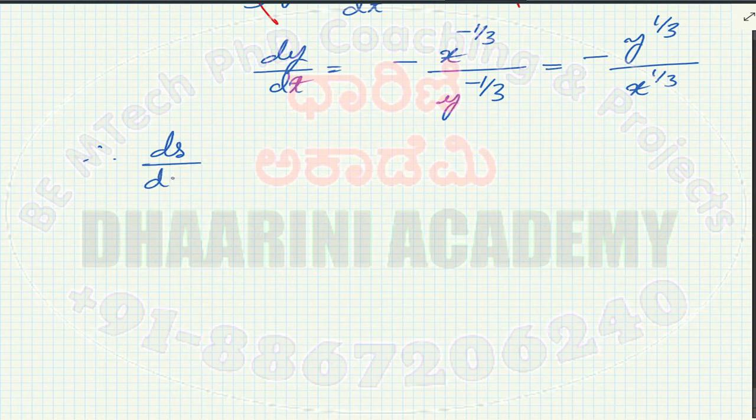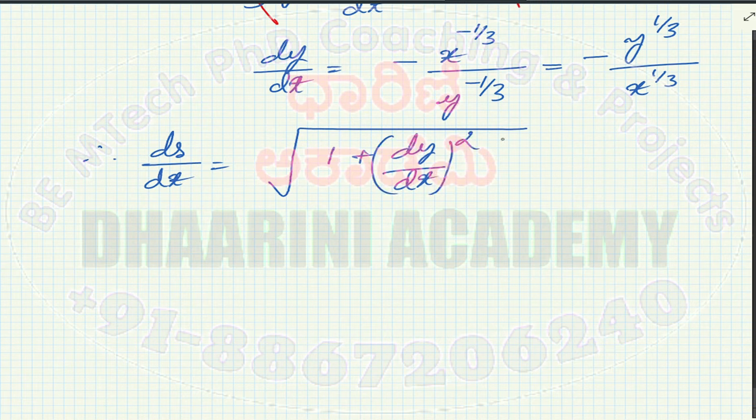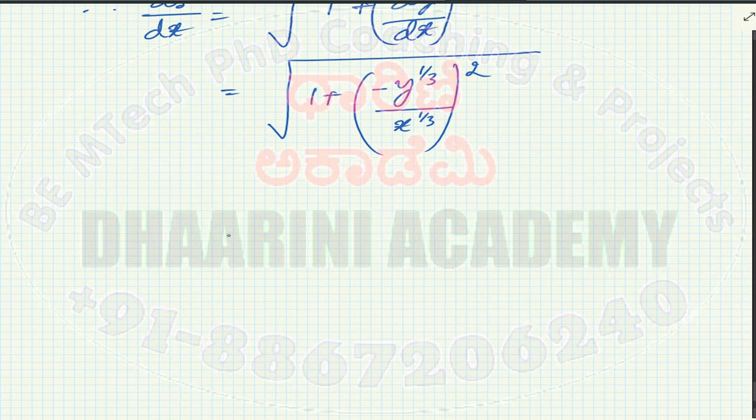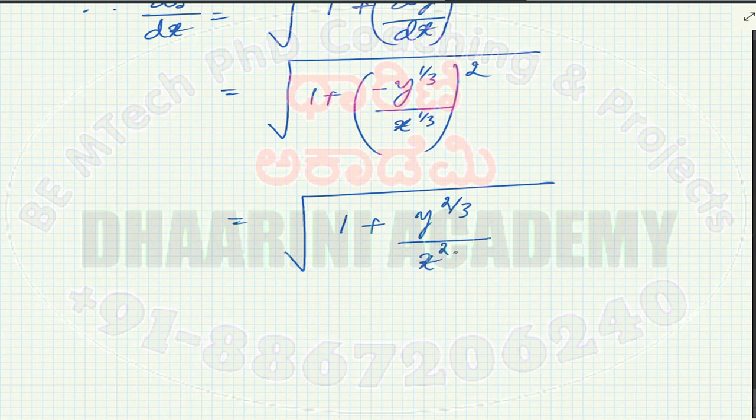If you want to find ds by dx, our standard equation is root of 1 plus dy by dx the whole square. Just now we have seen this part, so let us substitute. So this is equal to under square root 1 plus dy by dx, which is minus y to the 1 by 3 divided by x to the power 1 by 3, the whole square. In the next step, this is equal to under root 1 plus, minus into minus is plus, so the negative gets cancelled, y to the power 2 by 3 by x to the power 2 by 3.